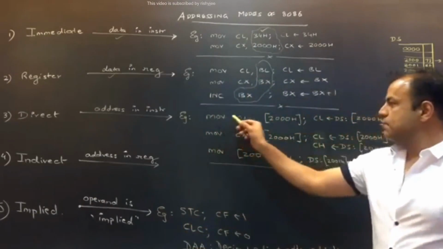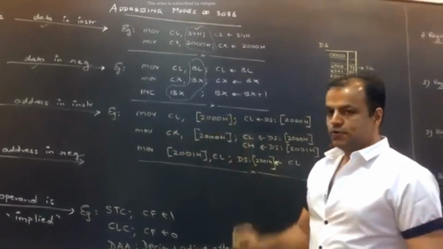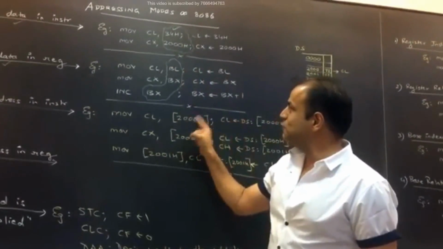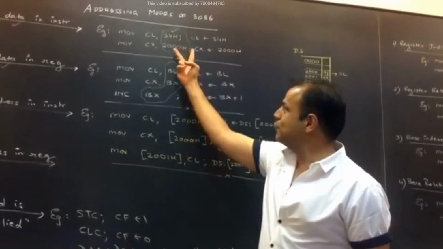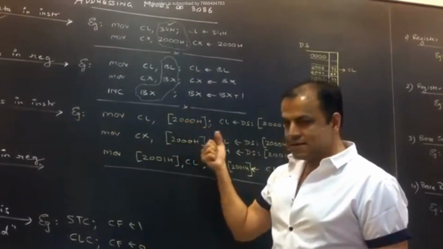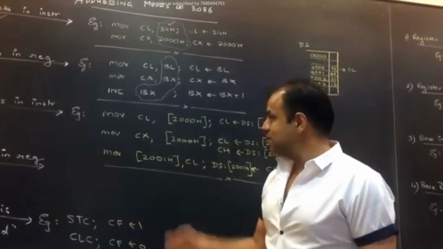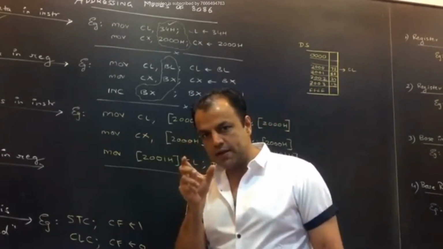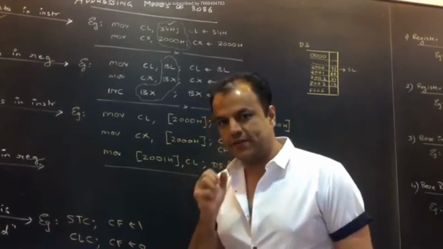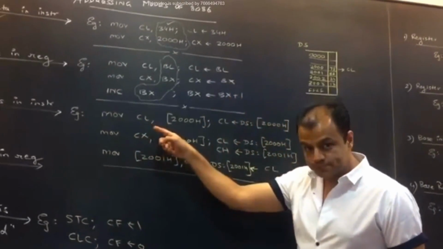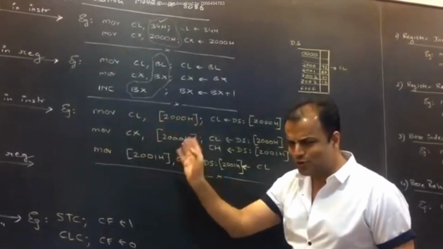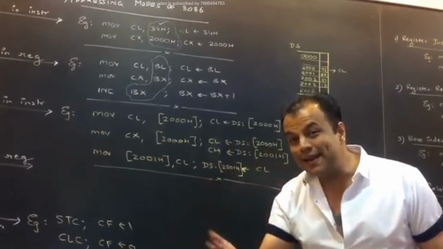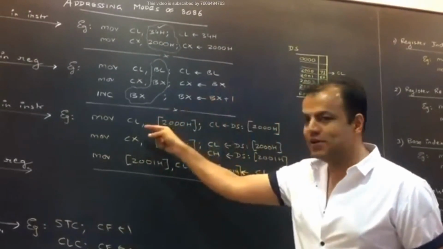Let's take an example. Move CL comma square bracket 2000. Now see the syntax. This is also 2000, this is also 2000. Is there a difference? Yes. There are no brackets over here, there is a bracket. In assembly language of 8086, if you put a square bracket, you are indicating that you're giving an address. Anything given within square brackets will act as an address. Are we clear? So move into CL, not 2000. The contents of memory location 2000. Get the data from location 2000 and put the data in CL.